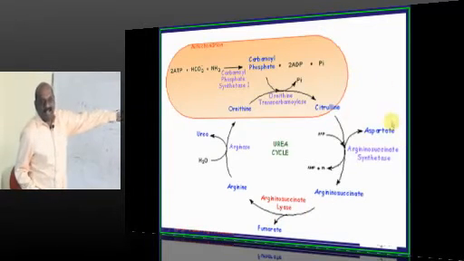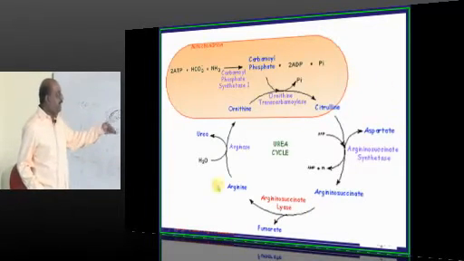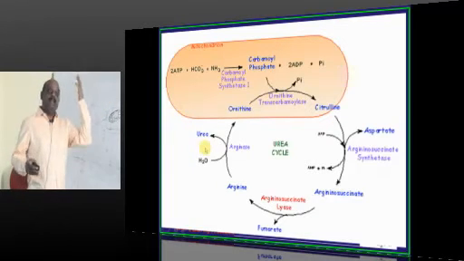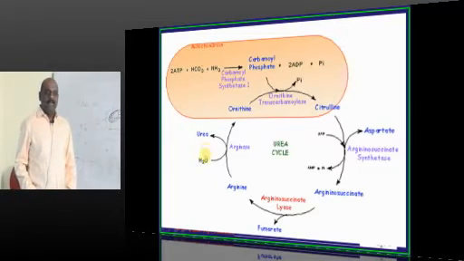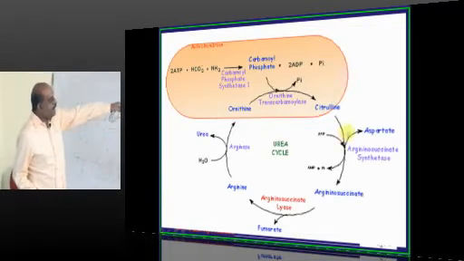Ultimately, where will all of these go? Aspartate, fumarate, all of these go into the citric acid cycle. So you must know what is the fate of these end products which keep coming out.